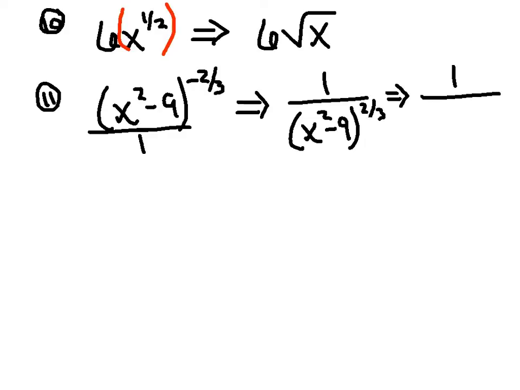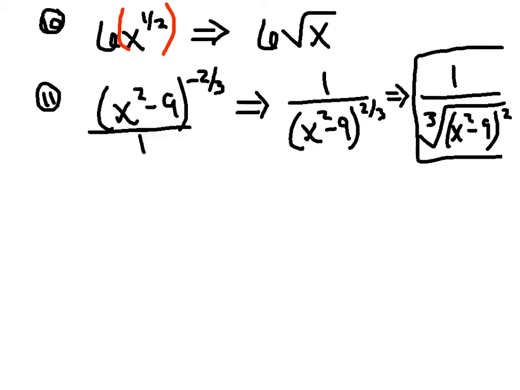Last move here is we're going to use our groundhog rule. We're going to say the cubed root of the entire quantity x squared minus 9 being squared. And that's as far as I can go, and that right there would be my final answer, 1 divided by the cubed root of the quantity x squared minus 9, all being squared.